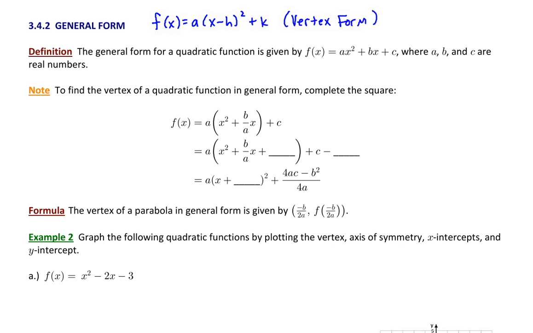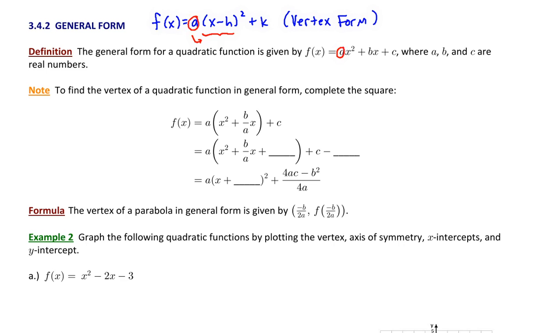Now, if I were to carry out all the algebra, let's suppose that I square this binomial and then when I'm done, I distribute the a and I combine like terms, I'm going to get what's called general form. The general form for a quadratic function is given by ax squared plus bx plus c, where a, b, and c are real numbers. Notice this leading coefficient a matches the original leading coefficient over here. So I can still look at a to determine if the parabola opens up or down. However, I can't read the vertex directly from this general form.